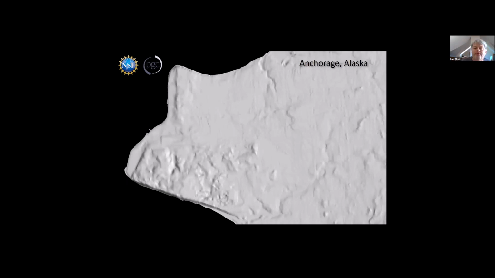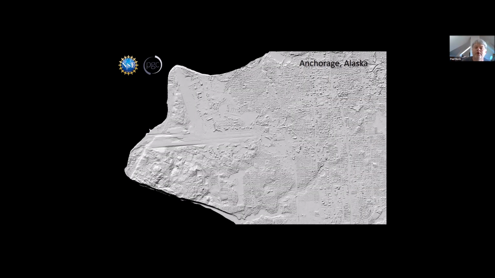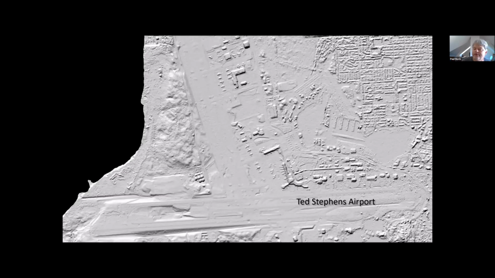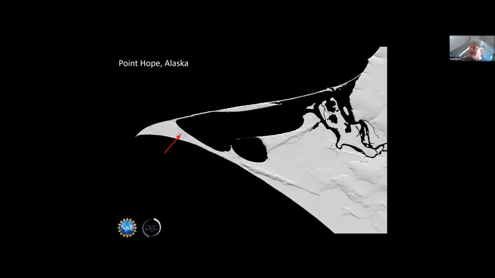Here's Anchorage before and after. And if we zoom in, here's the Ted Stevens Airport for Anchorage, and those are airplanes. So the elevation model is high resolution enough and good enough that we have the problem of how do you remove airplanes. Then, for us, this was just amazing.